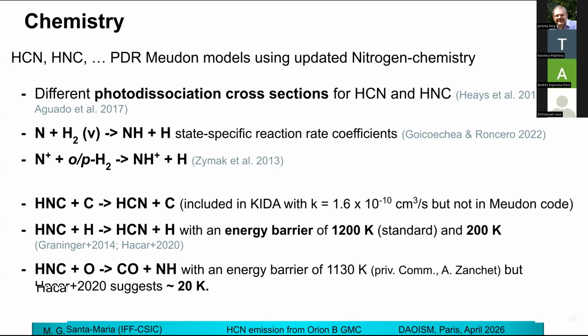Kelvin. And then what Graninger et al. and Aikawa et al. suggested is a barrier of 200 Kelvin. And then for these other reactions that destroy HCN, we use an energy barrier of 1130 Kelvin. That is what the chemists in the group calculated, while Aikawa et al. suggested an energy barrier of 20 Kelvin.